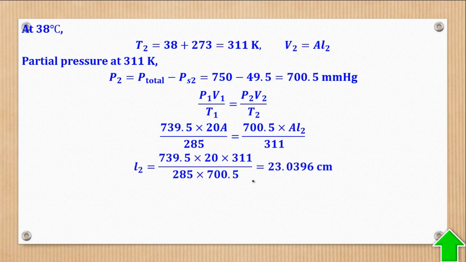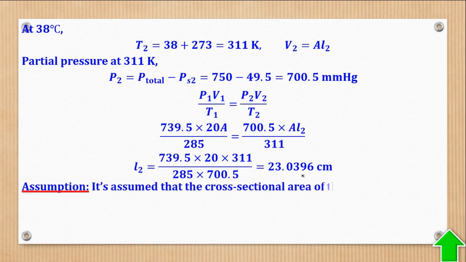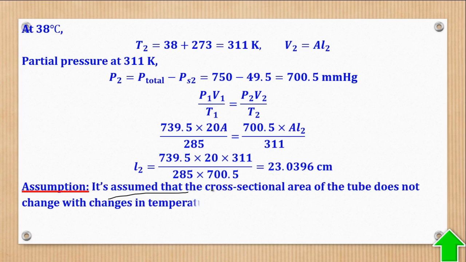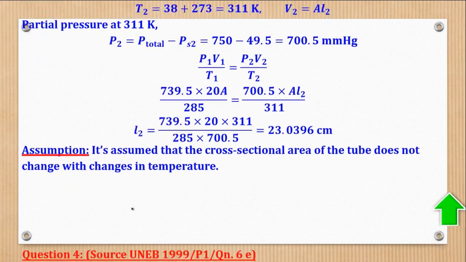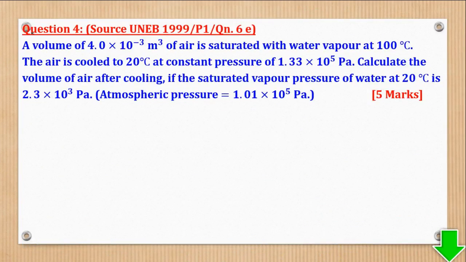So next, I think we realize that this A cancels, so your aim is to make this the subject, which gives you 23.0396 centimeters. They told us to state an assumption made, so it is assumed that the cross-section area of the tube does not change with changes in temperature. That was question 3. Now we shall go to question 4.